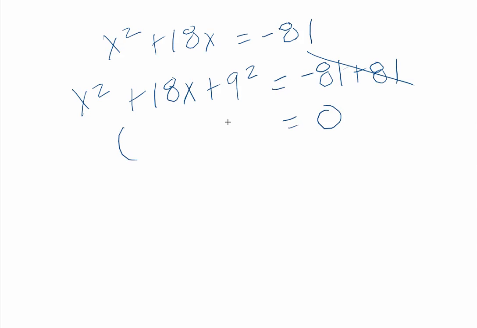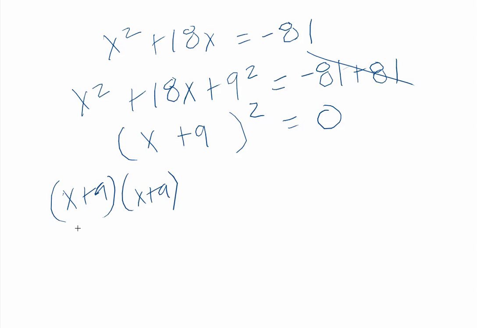At this point, we can rewrite this side as x plus 9 squared. And you can check this to make sure that it's correct by coming down and doing the whole x plus 9 times x plus 9 and working that out. I'll let you do the distributive property on your own at home. For now, just trust me, I did that calculation and it does work.